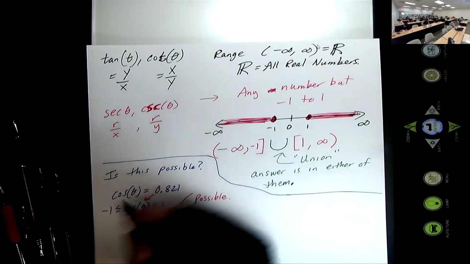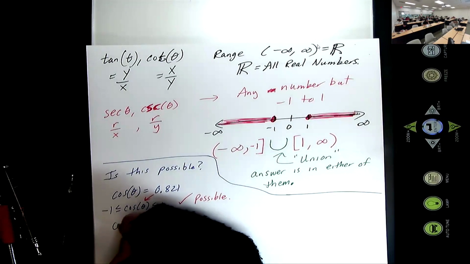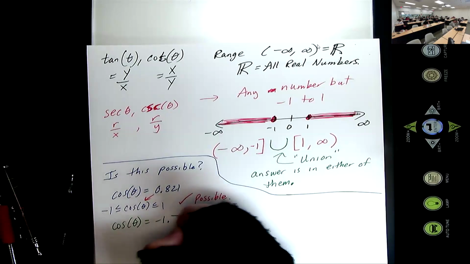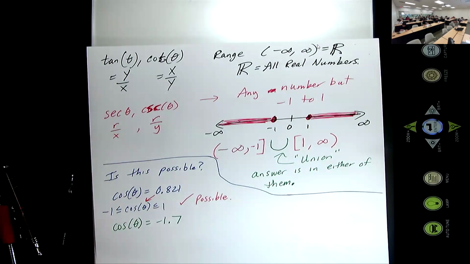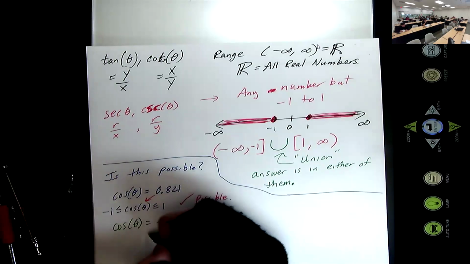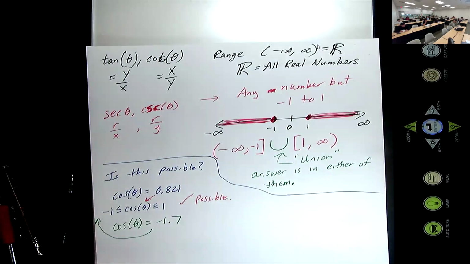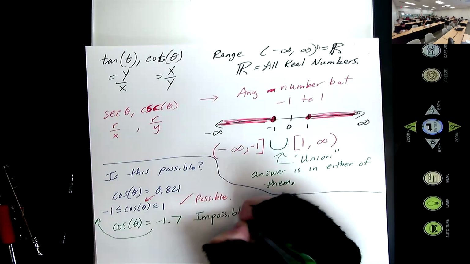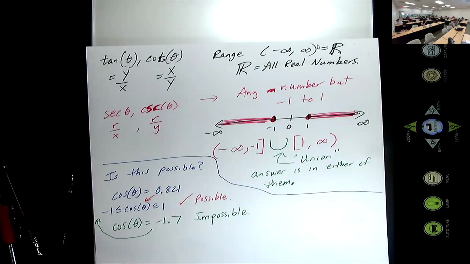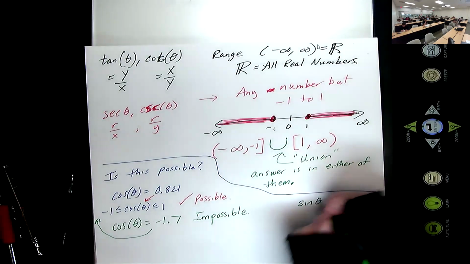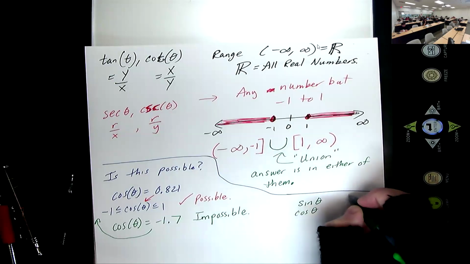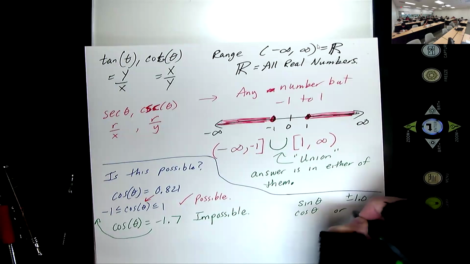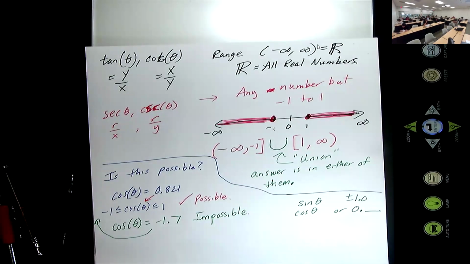As opposed to something like cosine theta equals negative 1.7. Well, negative 1.7 is outside the region, so this one's impossible. Can't happen. Effectively, what this tells you is that sine theta and cosine theta are either plus or minus 1.0, or they start with the 0 and have some decimal places. There's no other possible combination for sine and cosine.